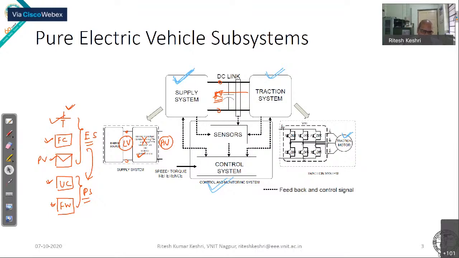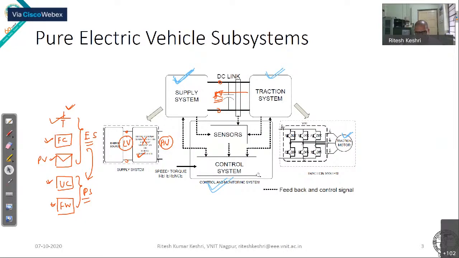Okay. So for that purpose also you need to use a power electronic circuit, because you want to make a controlled conversion, a controlled power flow. So this is about the supply system. Then you are having a control and monitoring system. We know what the purpose of the control and monitoring system is.